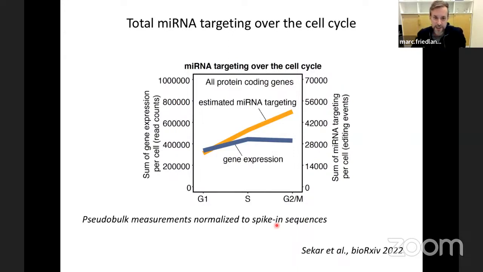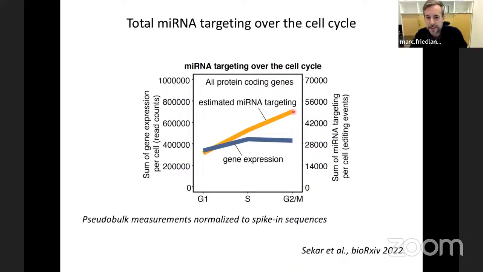And we can see that overall RNA levels appear to go up from G1 to S and stay relatively constant to G2M. And this maybe makes sense because we know that over G1, there's transcription taking place, and then starting S, very little. And in contrast, the kind of total pool of microRNA targeting as estimated by editing seems to increase linearly through the entire cell cycle. We find this really intriguing, and we have two different hypotheses as to why this might be.